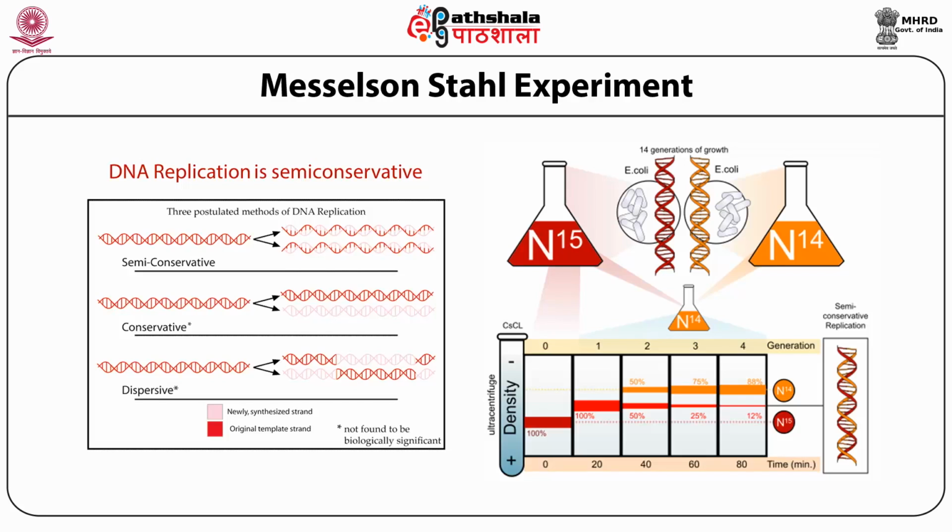Why? Because if the conservative model was present, then in the first generation you would have seen two bands, one corresponding to the N14 and one corresponding to the N15. And if the dispersive model were true, in all generations you would have seen a mixture of N15 and N14. However, this mixture which you see in the first generation, followed by the pure N14 populations which come up in the second and third generation, show that DNA replication is semi-conservative.